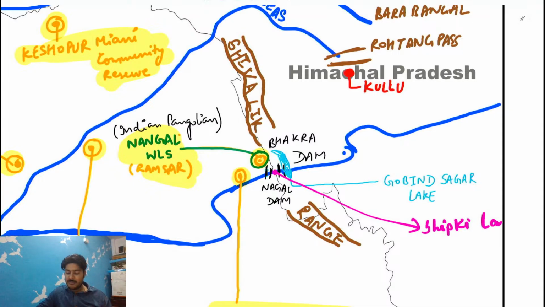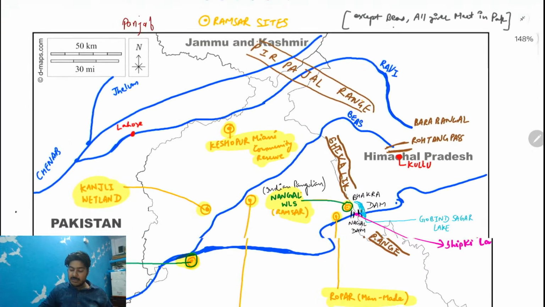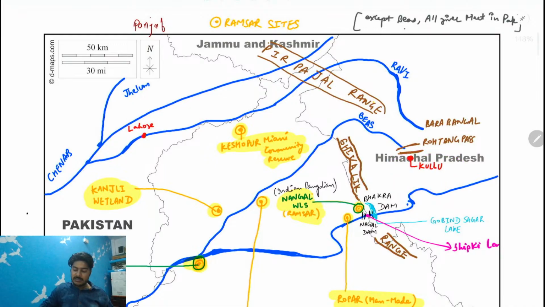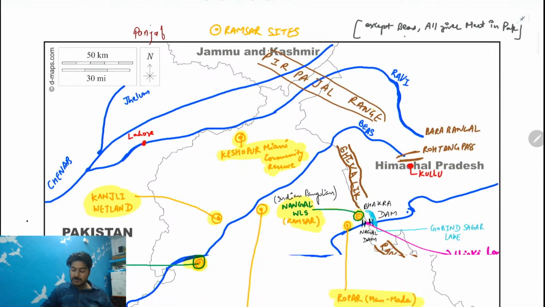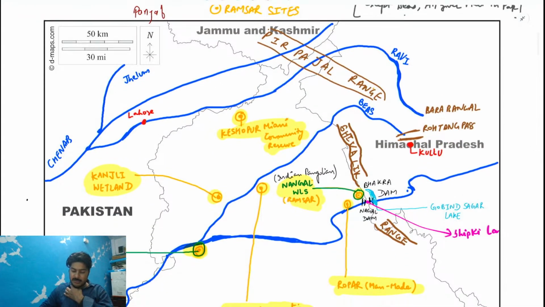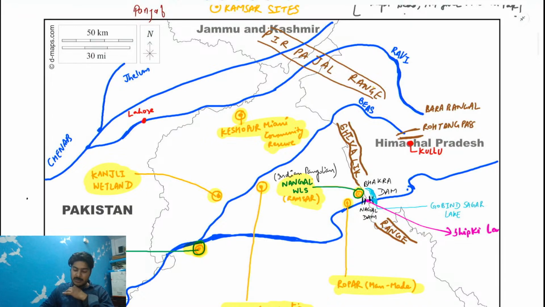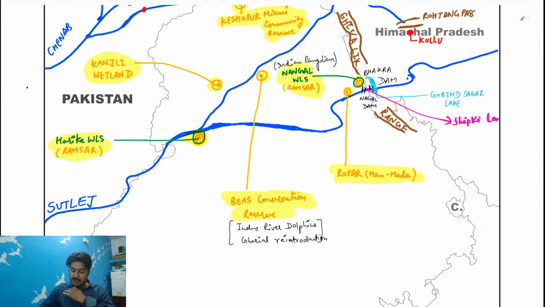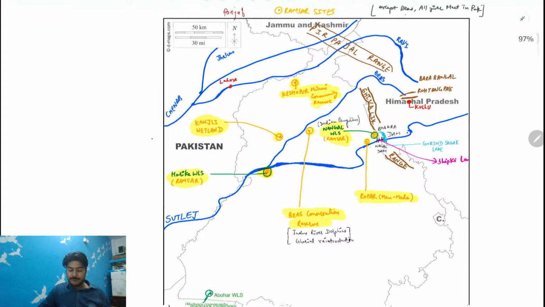Clear everybody? And here, in the middle of that, you have a lake also. Which is this lake? Gobind Sagar Lake. Remember: Bhakra Nangal and Gobind Sagar Lake. This is the Shipki La Pass. Kullu is obviously there in Himachal, and right now we are talking about Punjab. Then Kanjli wetland is done already. Beas Conservation Reserve is also there.